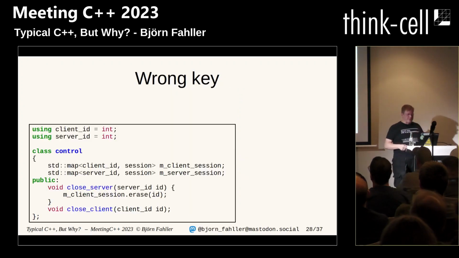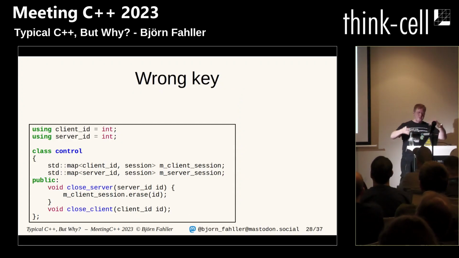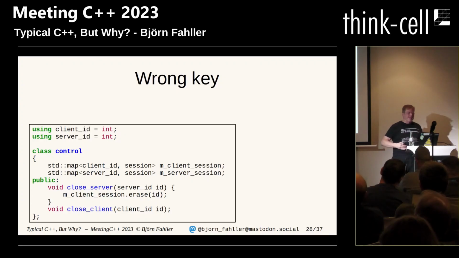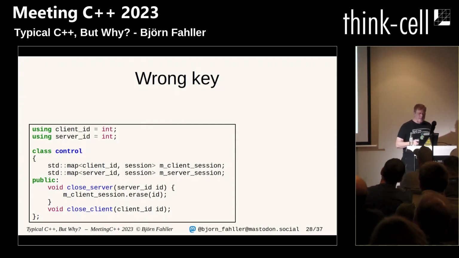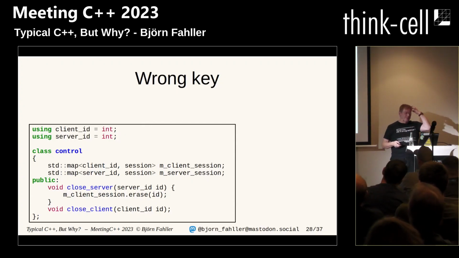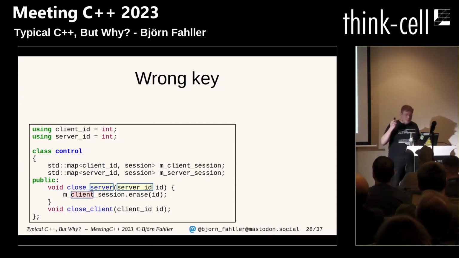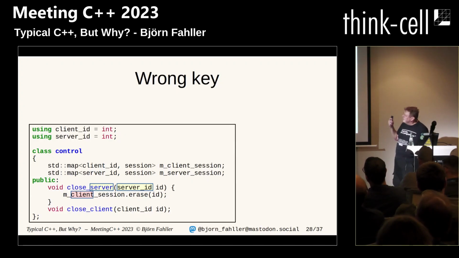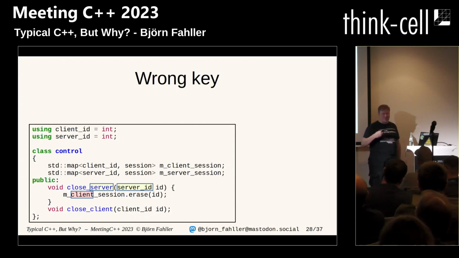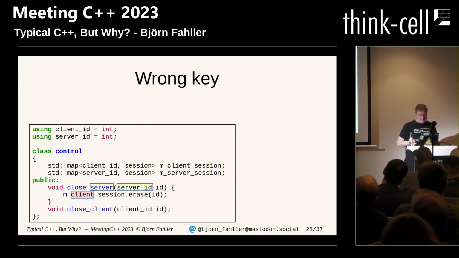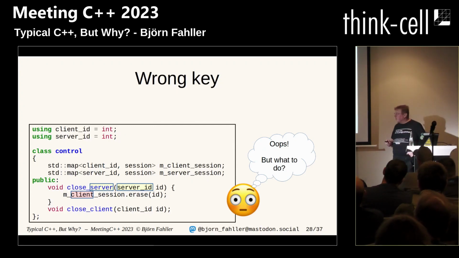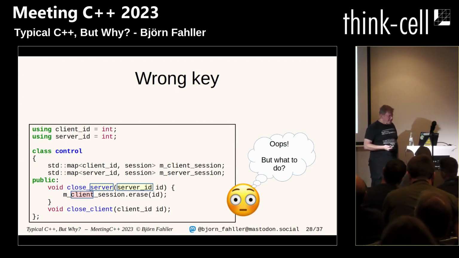This one is interesting. This is a very contrived example. We have some kind of controller over networking sessions, and it keeps track of both client sessions and server sessions. And we have at the top this server ID and client ID that we use. And we have this closed server that takes a server ID. Wait a minute. That is confusing. That is probably not what was intended. So what can we do about this?